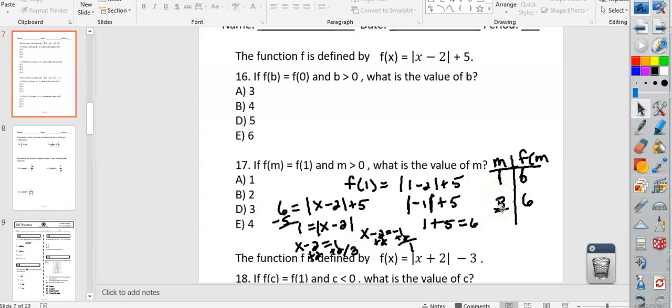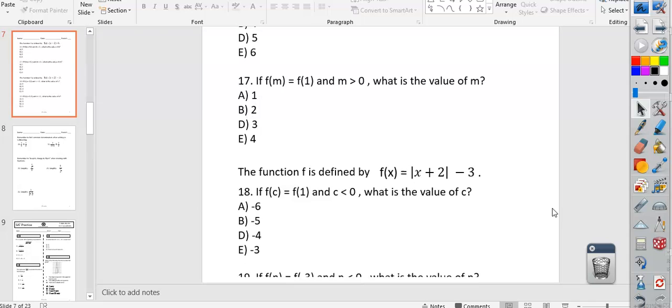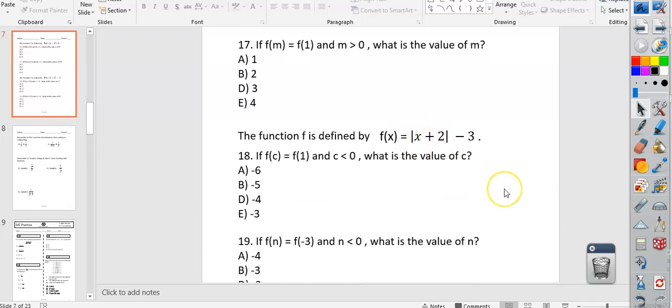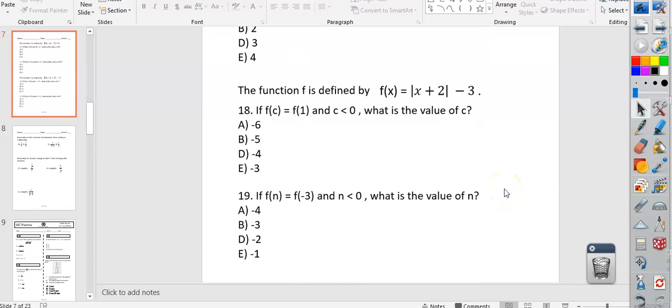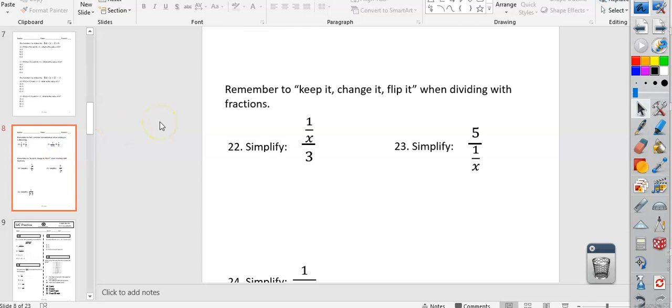So the rest of the page is done that exact same way. You get a different function to use, and you can just do it exactly the same way we did those other problems. Now let's go to the next page.